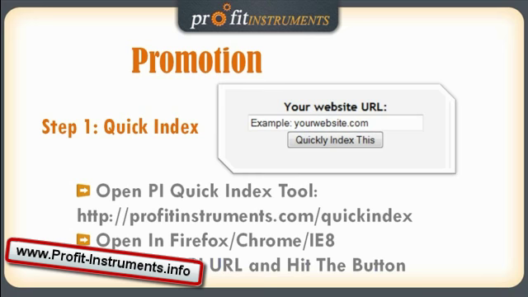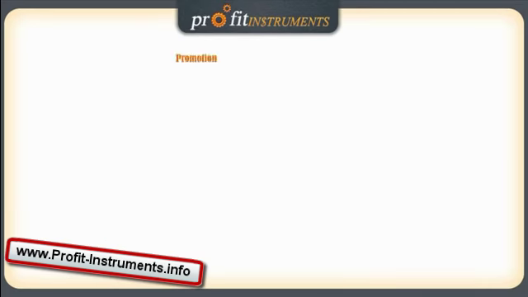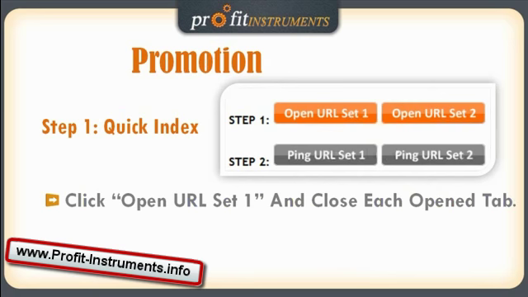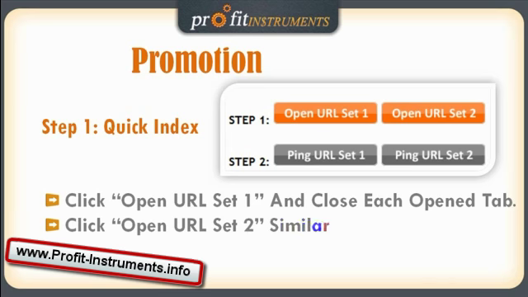Enter your PI URL in the box without any HTTP or www. Hit the Quickly Index This button, click on Open URL Set 1, and a lot of tabs will open up. After all the pages get loaded, close each of the open tabs. Then click on Open URL Set 2 and follow the same process. Then click on Ping URL Set 1 and finally Ping URL Set 2.